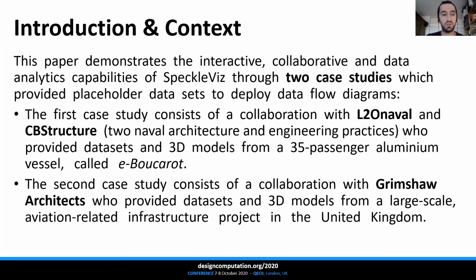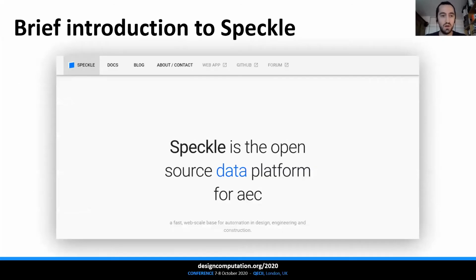As I mentioned, there are two case studies that I will present. L2O and CBS structure, which are two naval architecture and engineering practices. They provided data sets and 3D models for a 35-passenger vessel, and Grimshaw architects provided data sets for large-scale aviation-related infrastructure projects. I think it was confidential when we wrote the paper, but I will show you renders that are published online. So it's about the Heathrow extension.